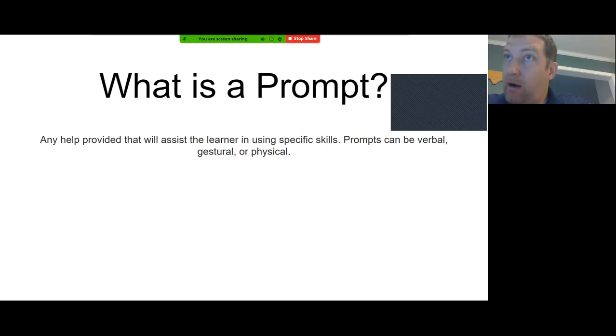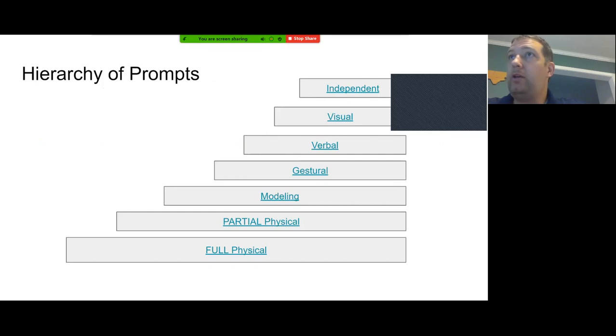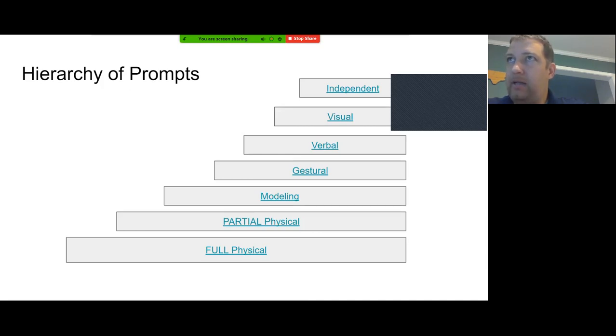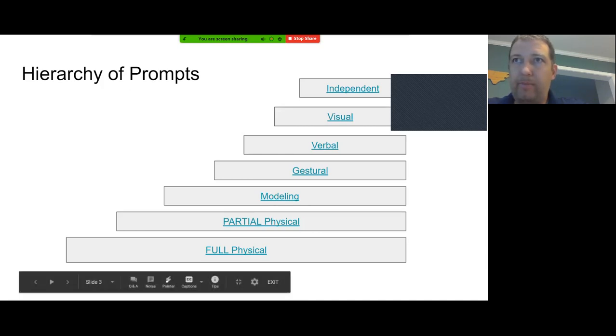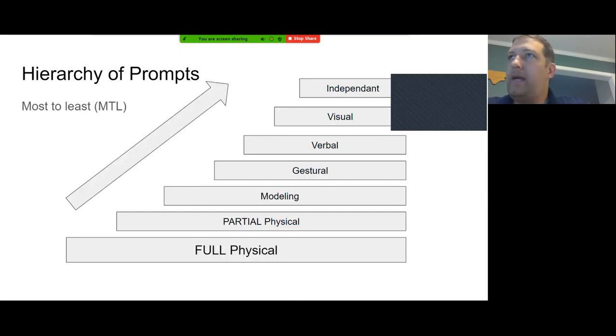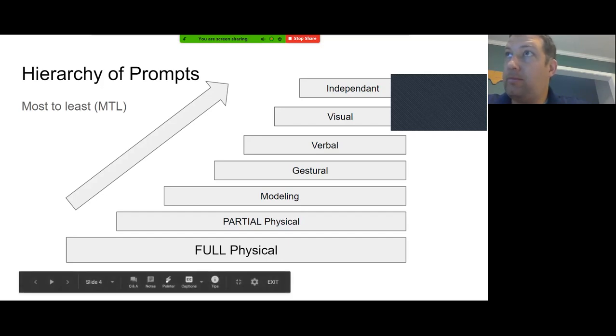I'd like to talk to you about the hierarchy piece. So a prompt is assistance. Now we look at it and we have these steps and they go upwards. The hierarchy, the independent is at one end and all the way down here at the bottom is full physical. So we're going to use the term most to least. If you're working with someone and you're asked to do most to least prompts, you're going to have 3 levels of prompting, and it's going to be chosen from one of these 6 prompts.